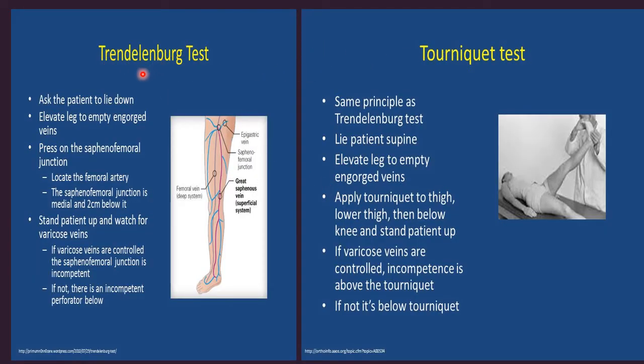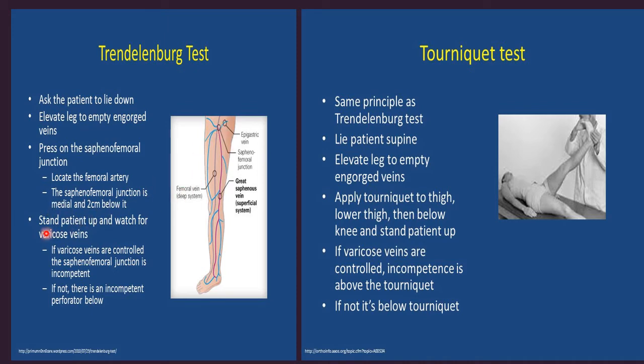Trendelenburg test. This is the leg of the patient. Ask the patient to lie down. Elevate the leg to empty the engorged veins in the leg and press on the saphenofemoral junction here. You have to locate the femoral artery, and the saphenofemoral junction is medial and 2 cm below it, here in the upper thigh.